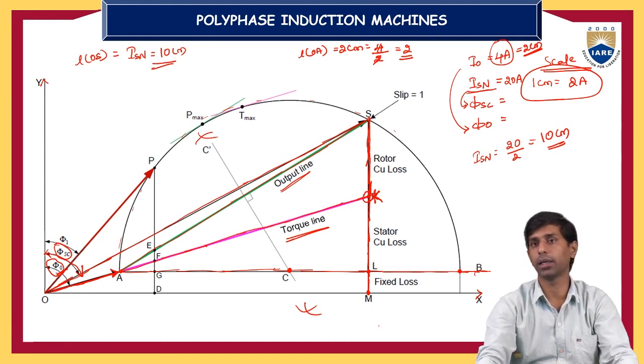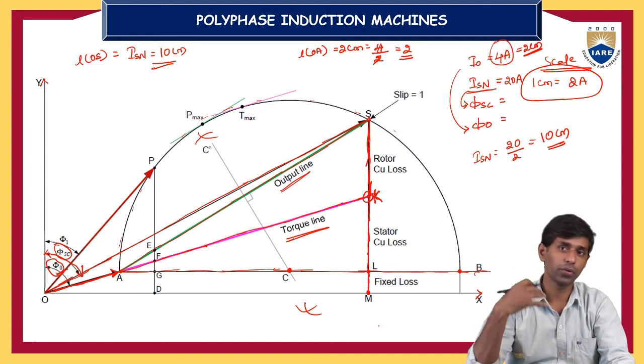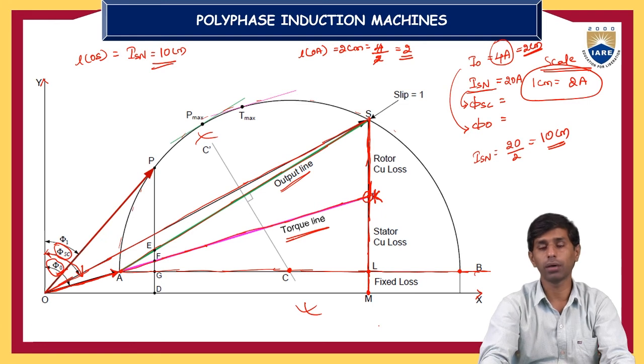How to draw the circle diagram? That's it. After that, we have to calculate the rest of the parameters which are required under full load conditions. That we have to know: how to find the slip, how to find the output power, how to find the torque, how to find the rated power output, how to find the power factor.